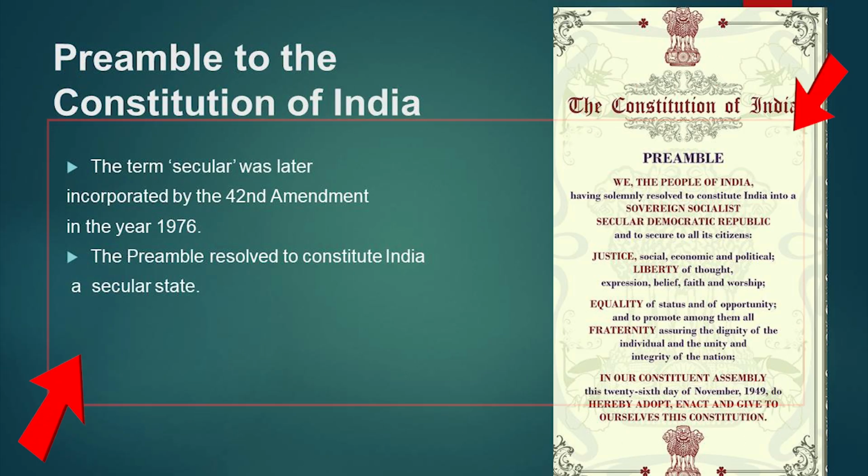Though the term secular was not initially mentioned in the preamble, it was later incorporated by the 42nd Amendment in the year 1976. Yet the Constitution of India always maintained a secular nature. So, in India, it is not a mutual exclusion, rather it is a complex idea that allows the state to be distant from all the religions so that it can promote liberty, equality and social justice.